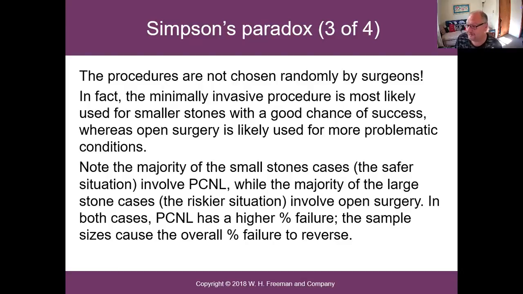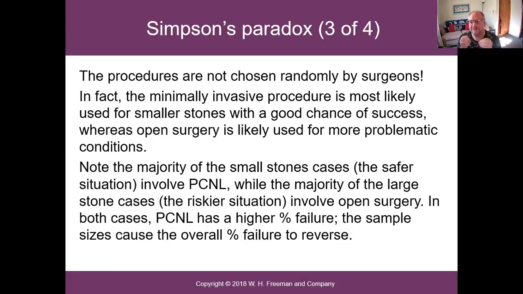And we already kind of knew that looking at it. Note, the majority of the small stone cases, the safer situation, involve PCNL, while the majority of the large stone cases, the riskier situation, involve open surgery. In both cases, PCNL has a higher percent failure, and the sample sizes cause the overall percent failure to reverse. So this is a little bit, I would say there is another one that we're going to do right after this. I think this is practical, but it doesn't illustrate as well as the next one.